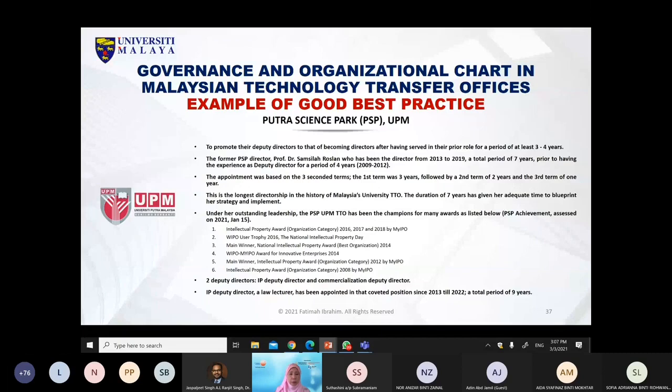And one good thing about the practice at UPM is that their IP deputy director is a law lecturer who has been appointed in the concurrent position since 2013, meaning that their IP deputy director has been serving at the TTO for 9 years. So these are the tips and the success story of UPM.